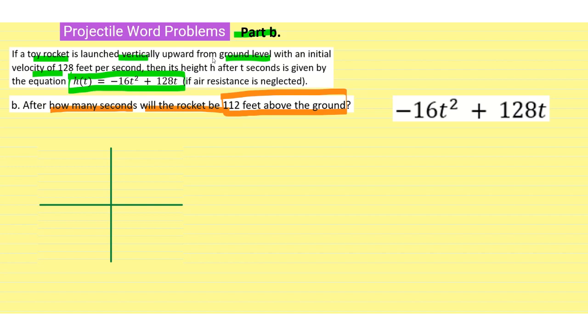Well, what does it mean by 112 feet above the ground? Well, that's talking about the height. How high is it? Oop, I can't spell height. Here we go. There we go, height. Okay. So they're asking us for how many seconds it will take to get to that height.